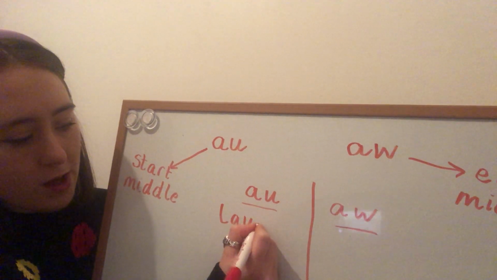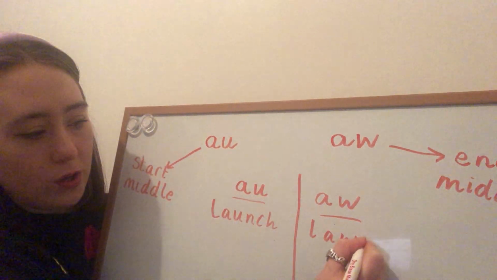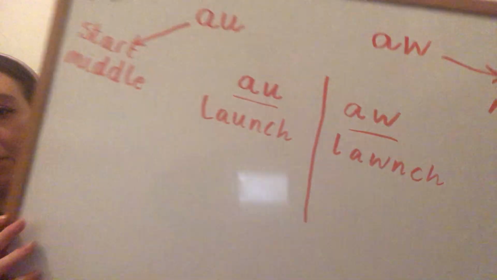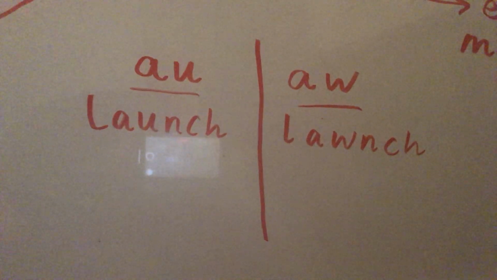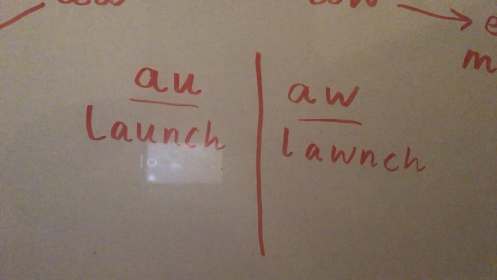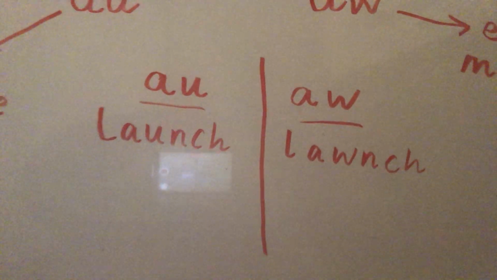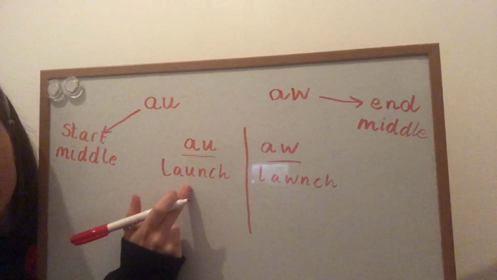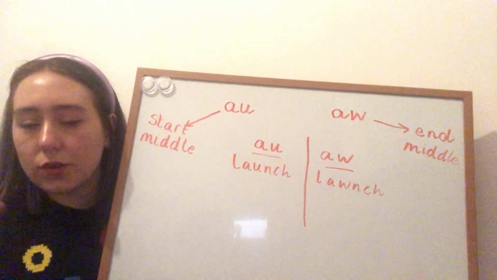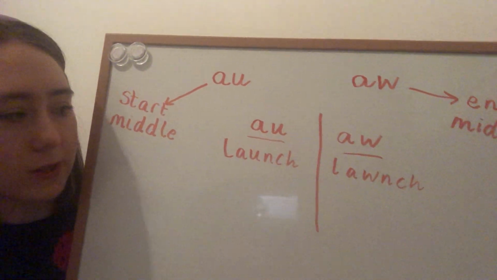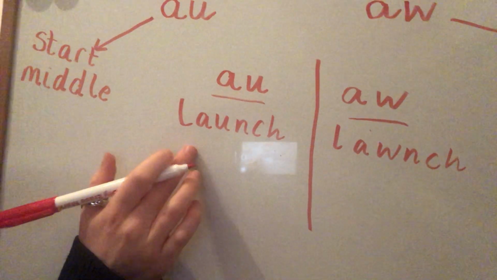We have launch or launch. Now can you look carefully at both of these spellings of launch and point to the one that you think is correct? Well done if you said the au spelling of launch. Now don't worry if you've never seen this word before, because the more books you read and the more times we see these words, the easier they become to spell. So this is the correct spelling of launch.